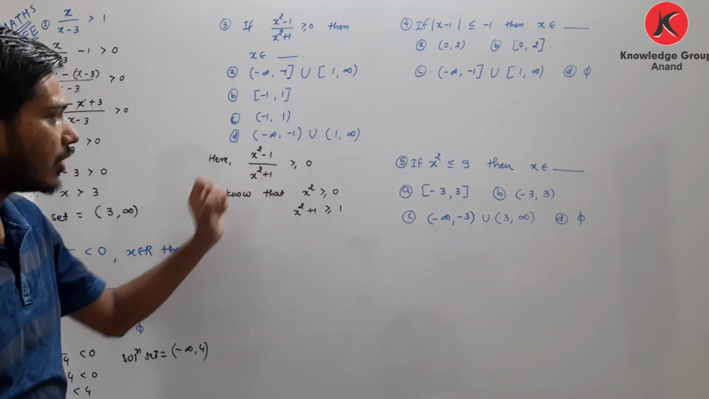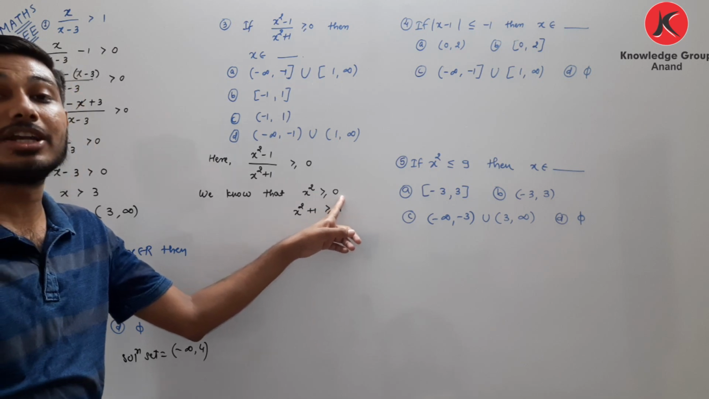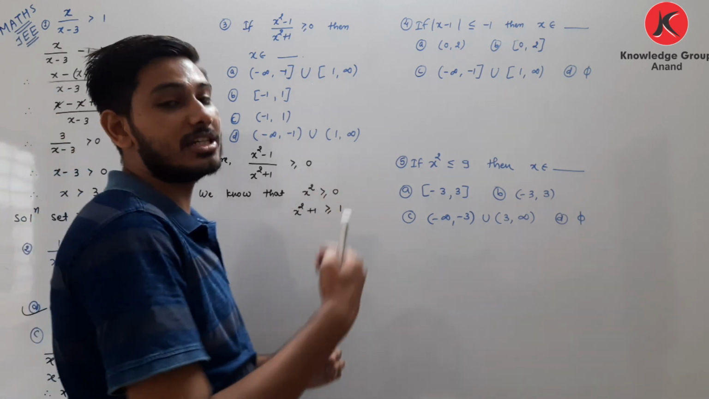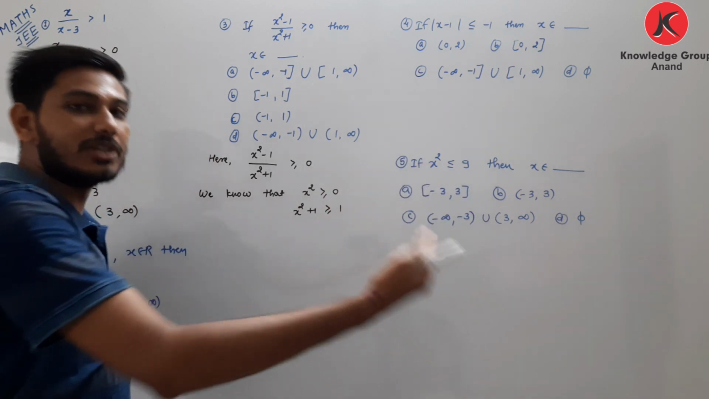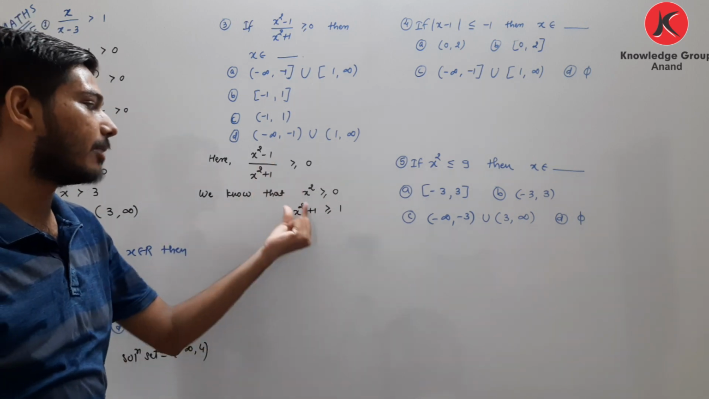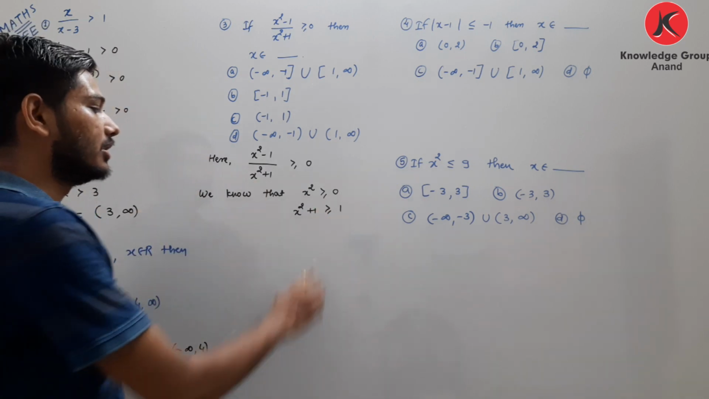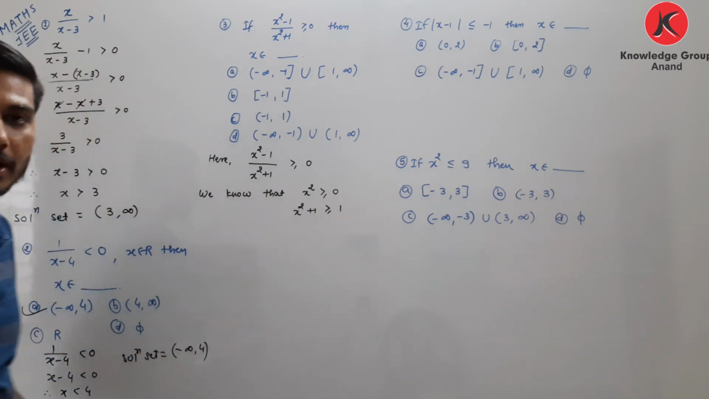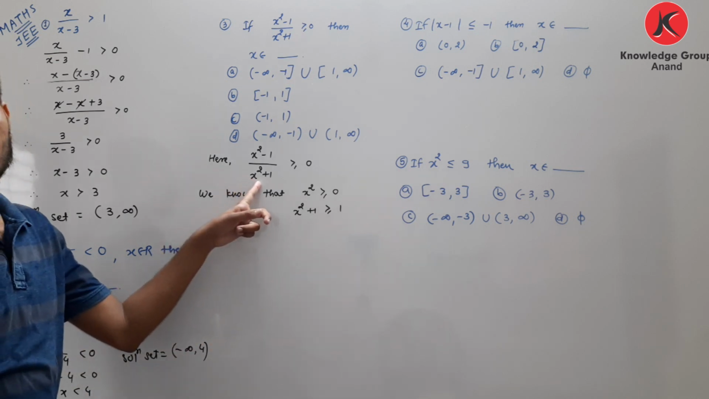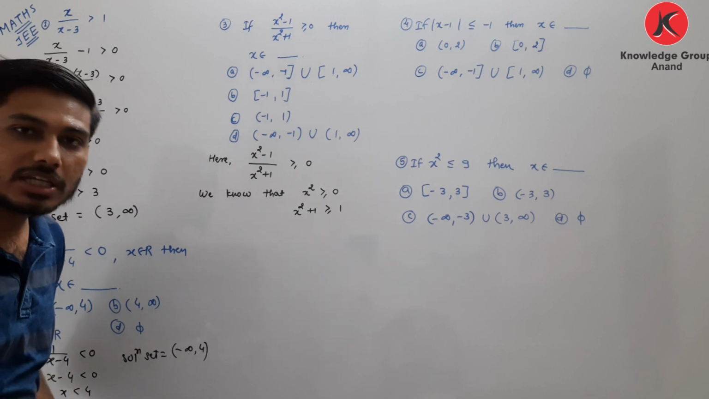We can't say that about x square minus 1, because x square minus 1 is greater than or equal to minus 1. That means it may be positive or negative. But we can be sure about x square plus 1, which is always greater than or equal to 1 here. Therefore, we can multiply by x square plus 1 on both sides.